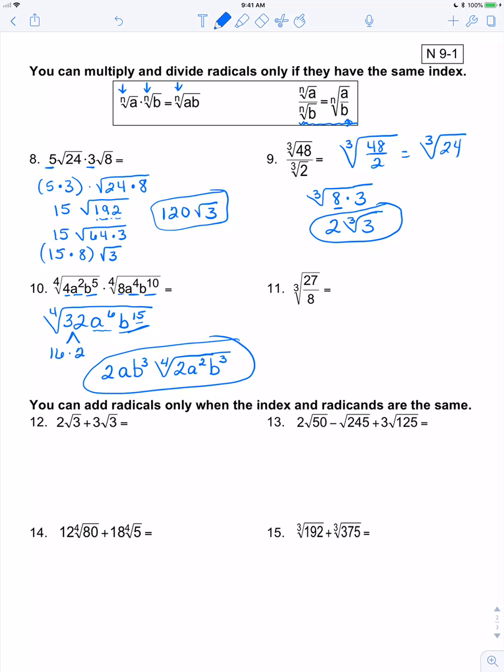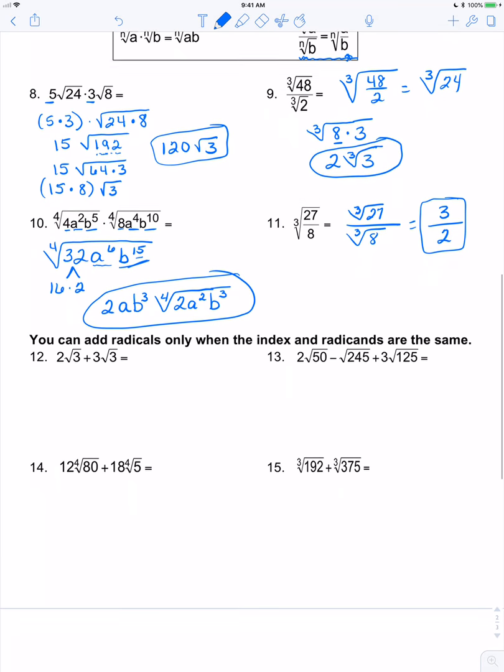All right, so this is one where I look at it and I say, well, I can't really divide 27 divided by 8. So let's take them separately and say the cube root of 27 over the cube root of 8. Well, if I look on my list, the cube root of 27 is 3, and the cube root of 8 is 2. So that's an easy one.